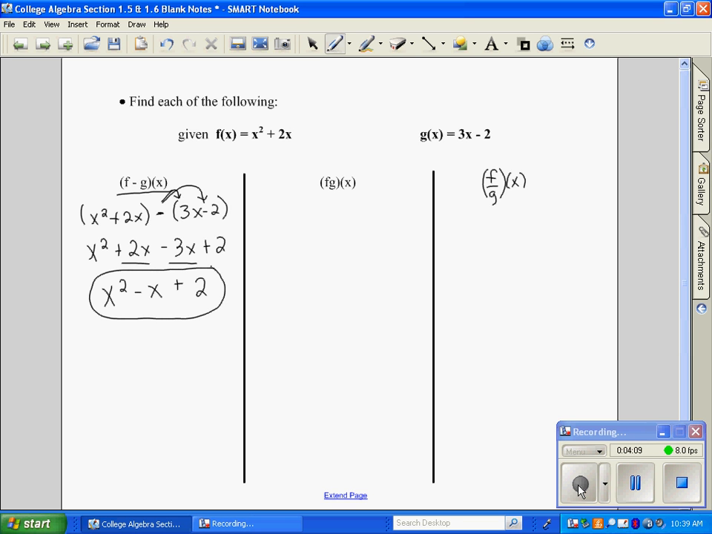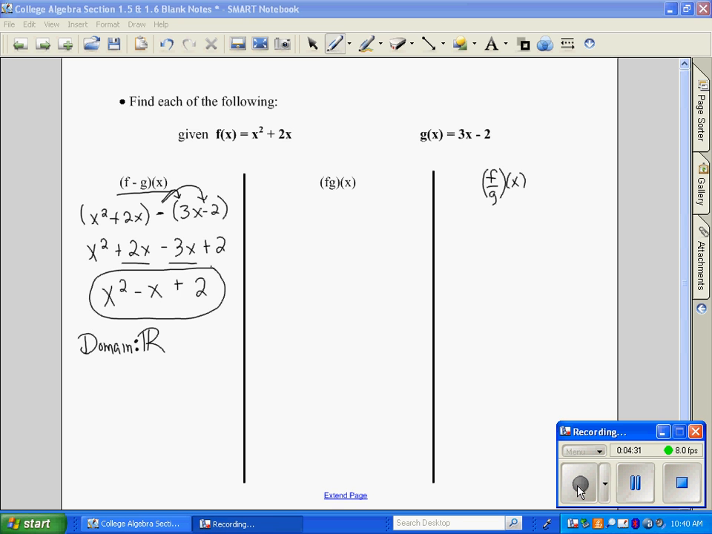In the practice domain, we said the domain of all functions is going to be all real numbers unless we had our two exceptions. Remember our two exceptions: if they had a variable in the denominator or if there was a variable under the radical. Since that's not the case, our domain is going to be all real numbers for this function.